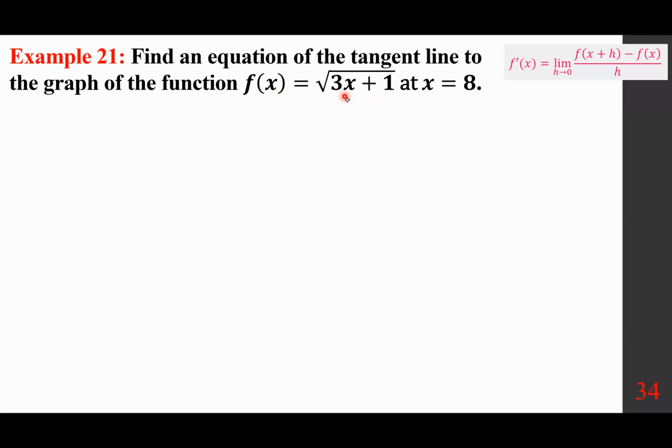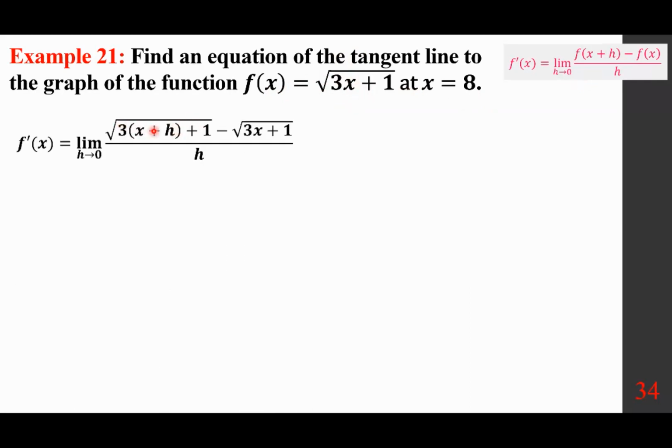So I want to get f prime of x using this limit. So the limit as h approaches 0. f of x plus h means square root of 3 times x plus h plus 1, minus just write this one, over h. So please understand this is f of x plus h, and I hope nobody has any problem with that. So now, if you plug in, you get 0 over 0.